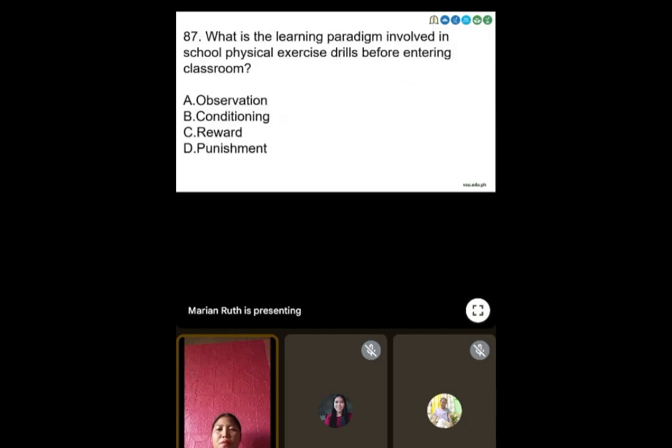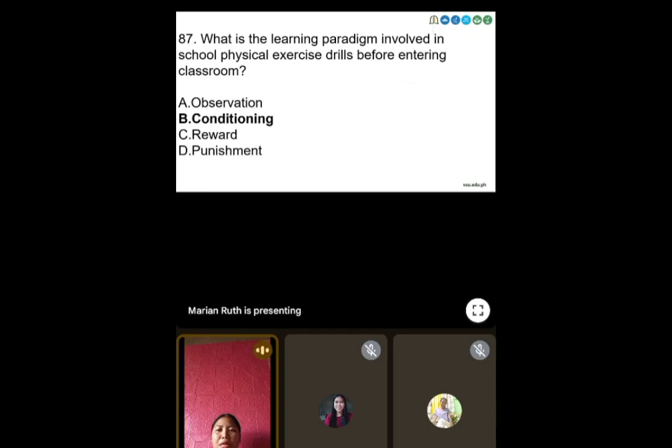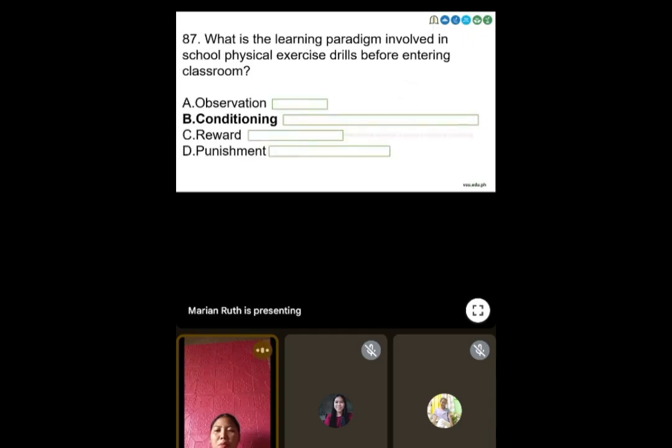What is the learning paradigm involved in school physical exercise drills before entering classroom? A. Observation. B. Conditioning. C. Reward. D. Punishment. So the correct answer is letter B, Conditioning. Why is conditioning the correct answer? It's because repeated drills develop automatic physical responses, a concept in behavior conditioning.